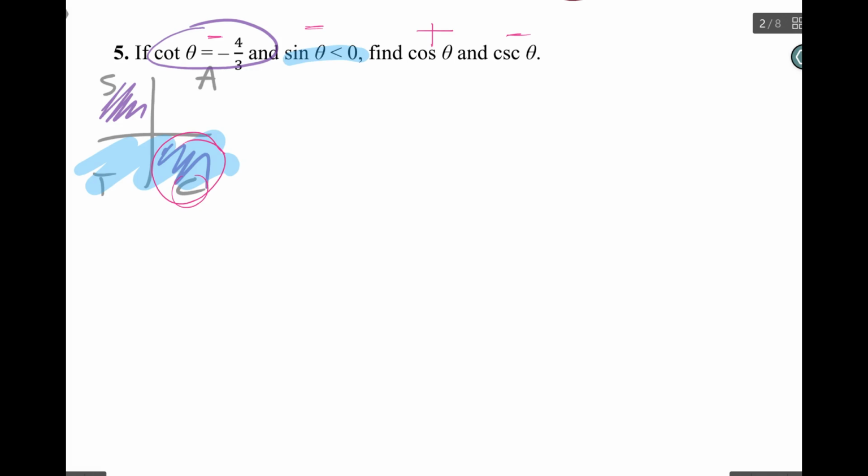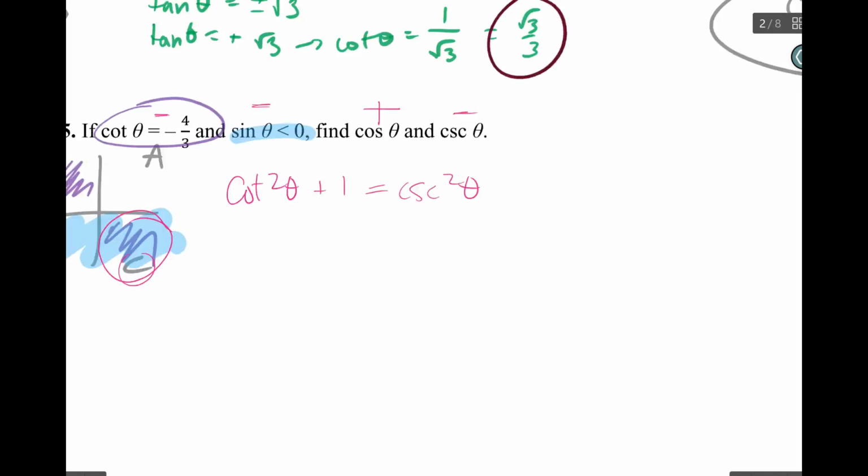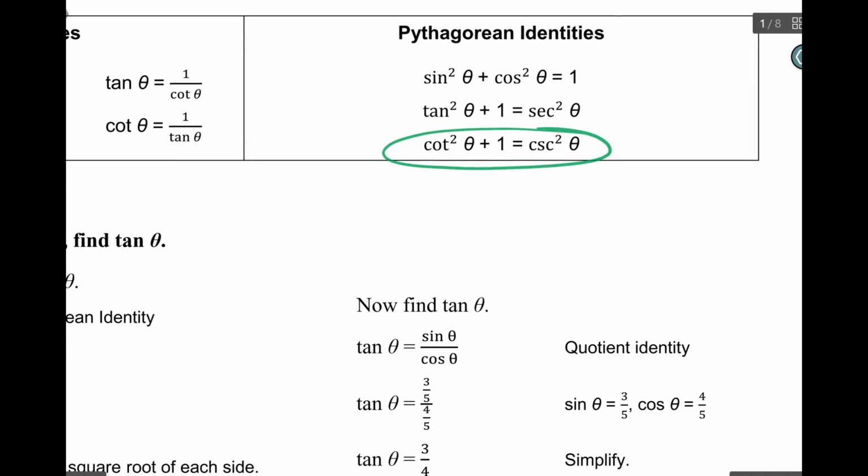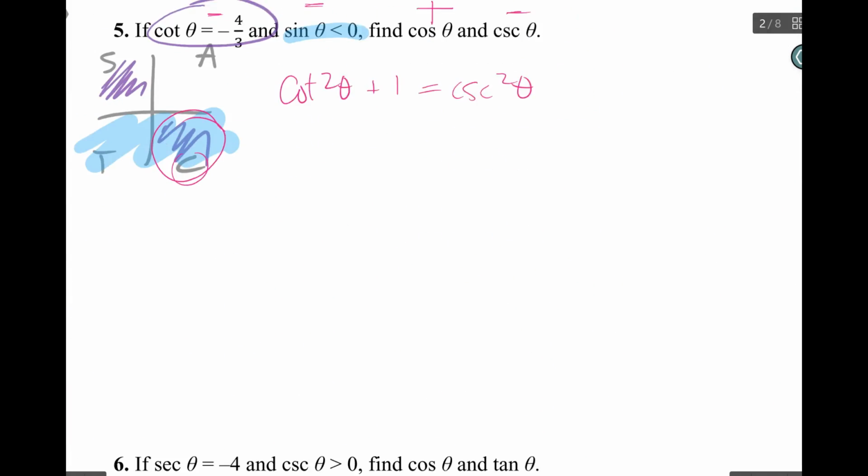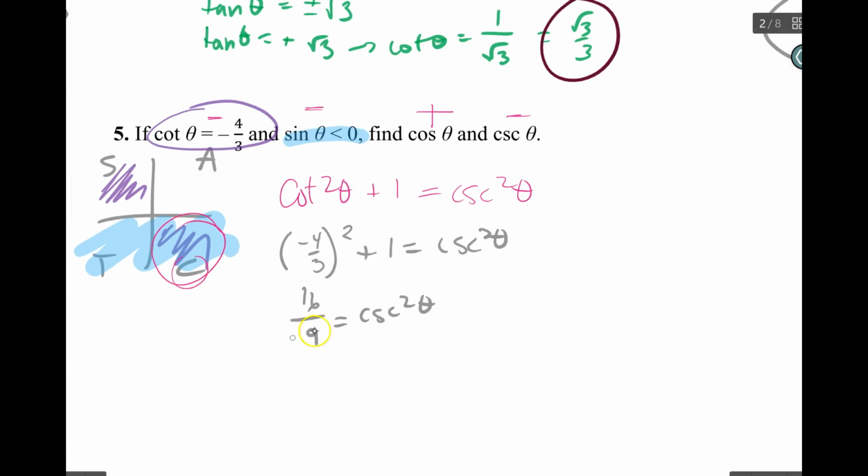Alright, so we just worked with cotangent. We said cotangent squared theta plus 1 is equal to cosecant squared theta. Hey look, I have to find cosecant. This actually works, right? Let's make sure I write it down. Cotangent squared plus 1 equals cosecant squared. Perfect. Awesome.